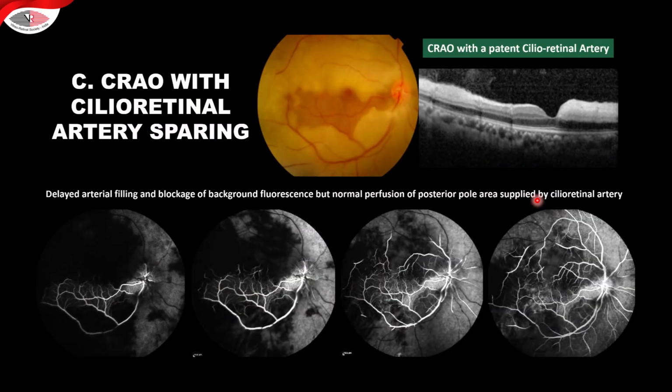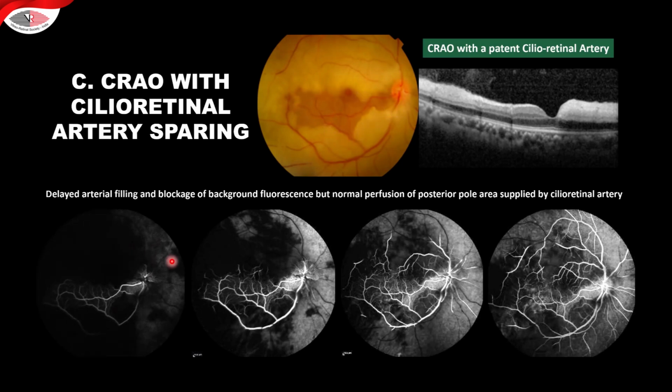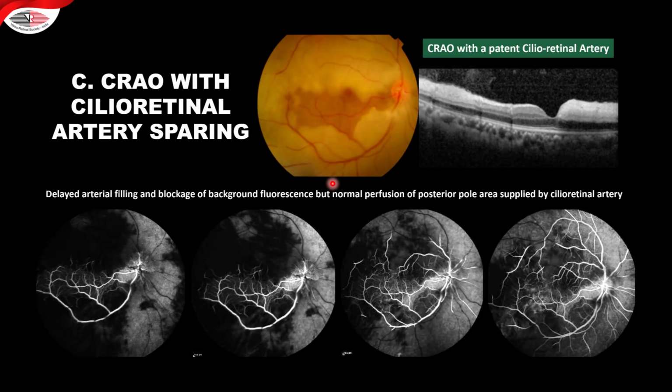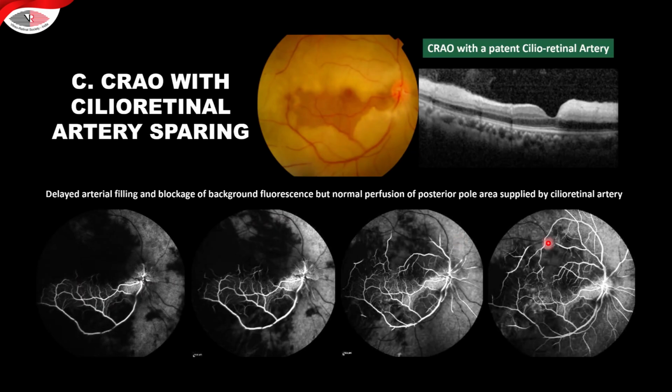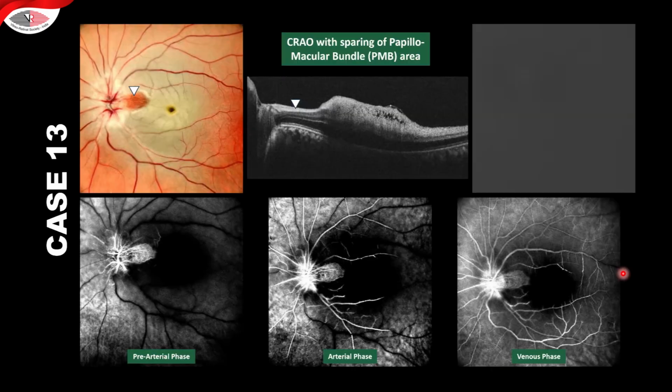Now, this is a CRAO with a cilioretinal sparing. You see this whole area which is spared from the ischemic area, and you look at the angiogram and you can understand why, because some patients have a cilioretinal artery and that supply is still on. Sometimes patients have this central window of vision while all the rest is destroyed, and this is the angiogram accompanying that.